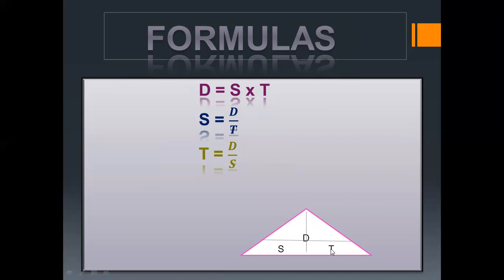Again, when we are finding t, then we have the formula d over s. Same, D is in the upper portion and S is in the lower one. It means that D will be the numerator and S will be the denominator. So according to this diagram, distance is equal to S multiplied by T, S is equal to D over T, and T is equal to D over S.